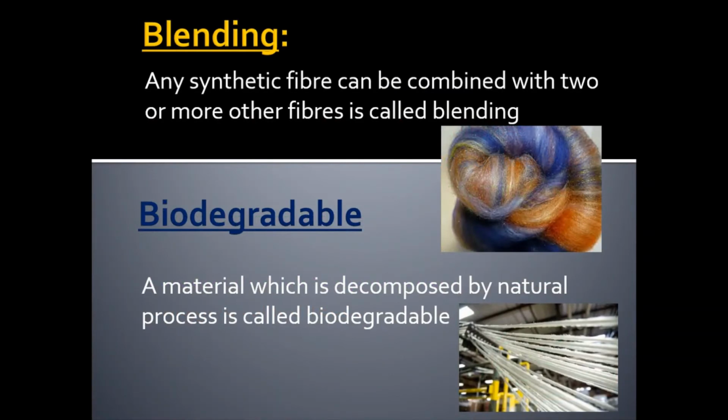Now what is the process of blending? Blending is nothing but combining any synthetic fiber with two or more other fibers. What is actually biodegradable? A material which is decomposed by natural processes is called biodegradable.